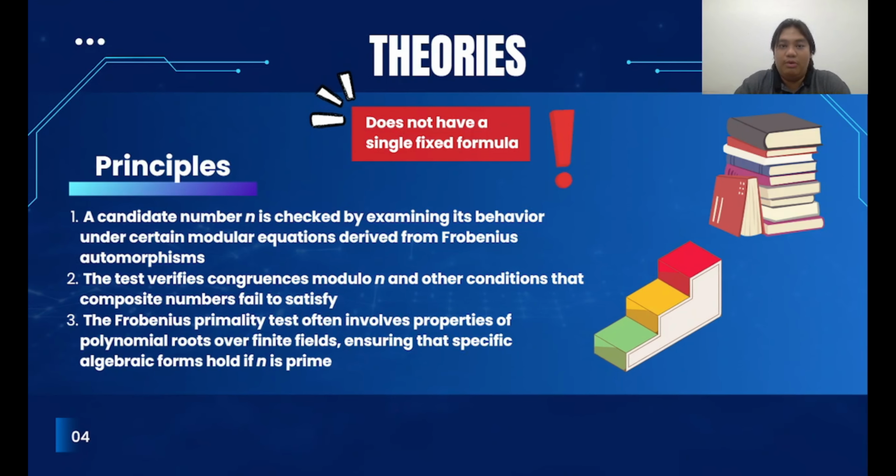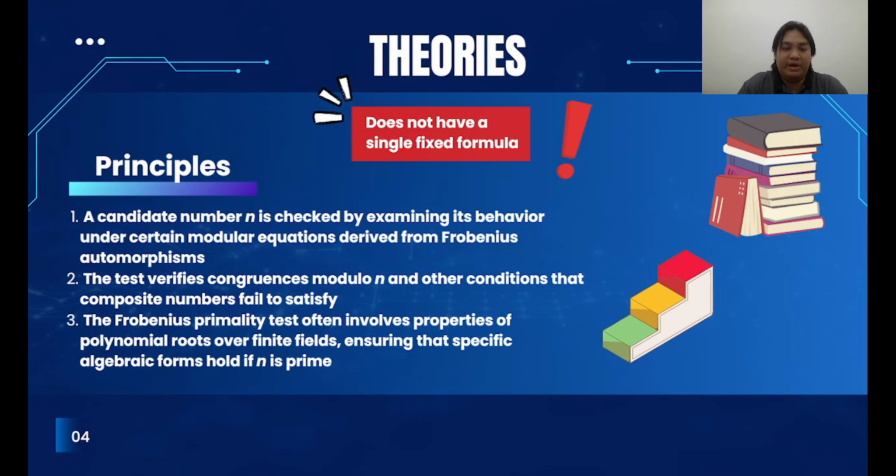Okay, for now, we move to the theories. It does not have a single fixed formula. The principle is a candidate number n is checked by examining its behavior under certain modular equations derived from Frobenius automorphism. Second, the test verifies congruence modulo n and other conditions that composite numbers fail to satisfy. And lastly, the Frobenius primality test often involves properties of polynomial roots over finite fields, ensuring that specific algebraic forms hold if n is prime.